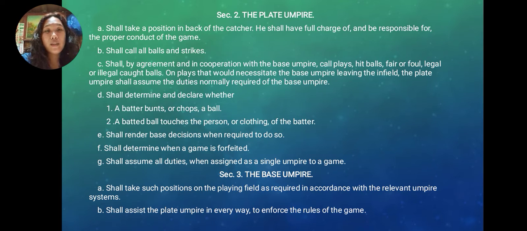So, we will proceed to section 3, the base umpire. Letter A, shall take such positions on the playing field as required in accordance with the relevant umpire systems. Letter B, shall assist the plate umpire in every way to enforce the rules of the game.